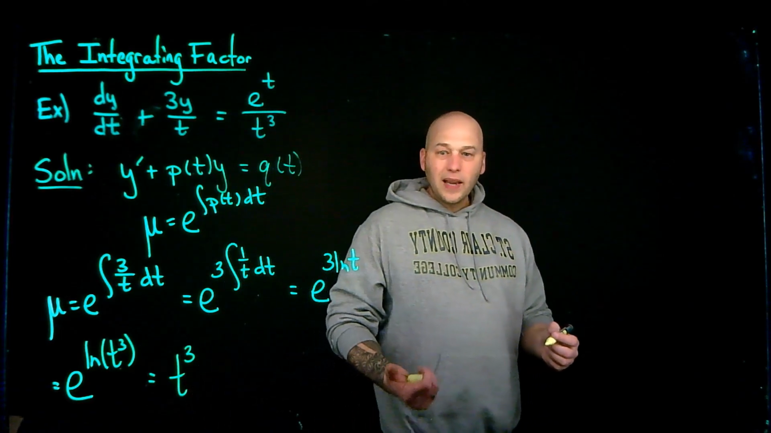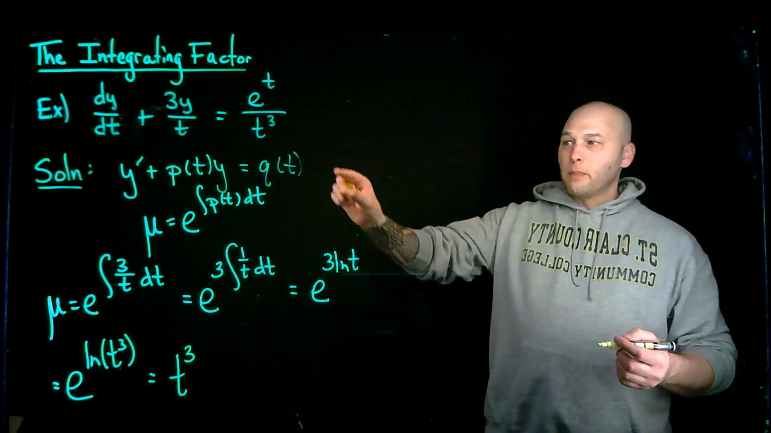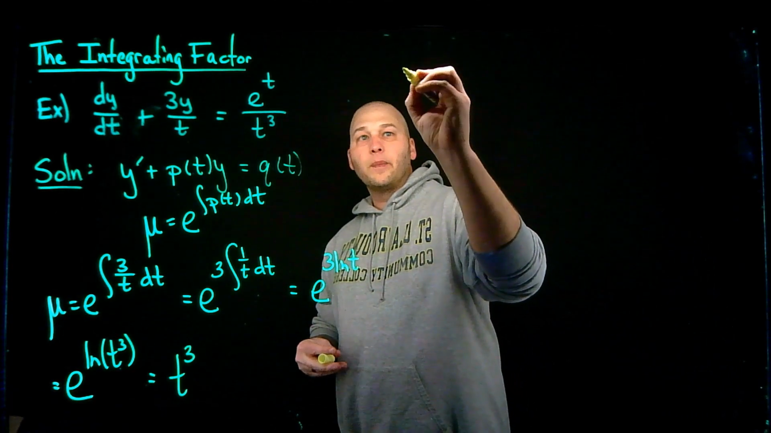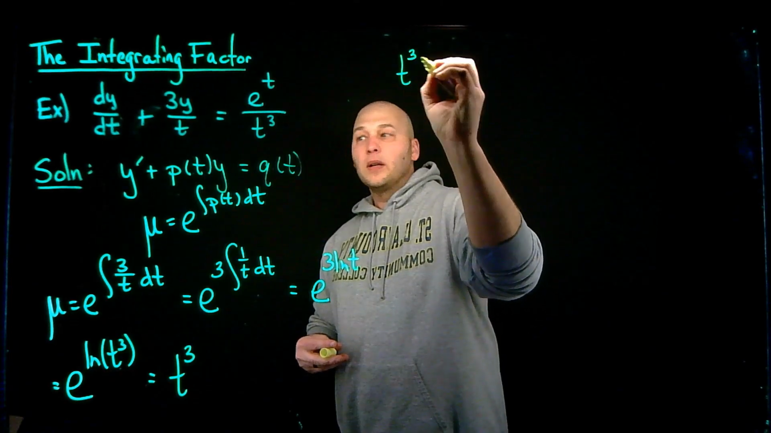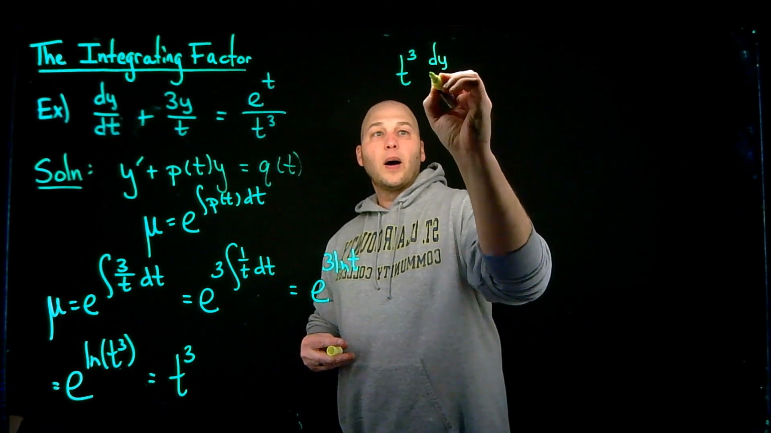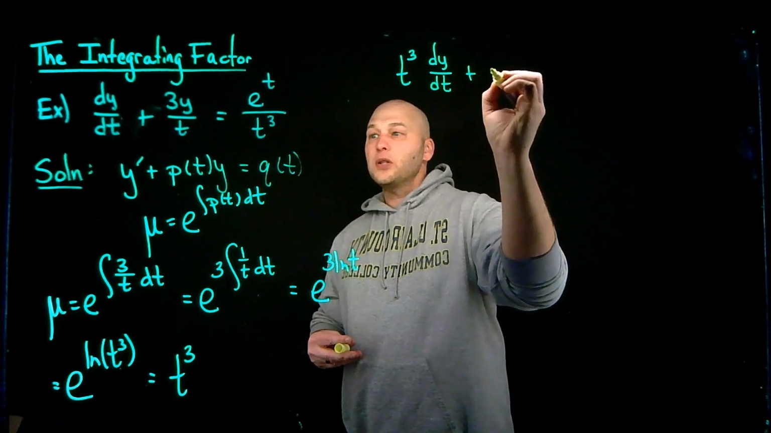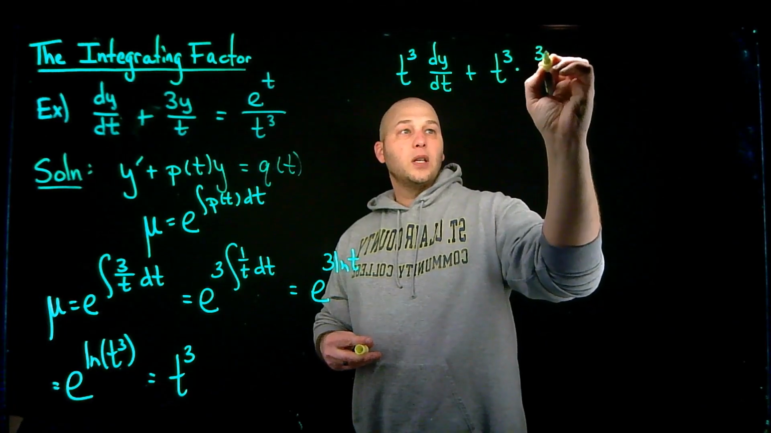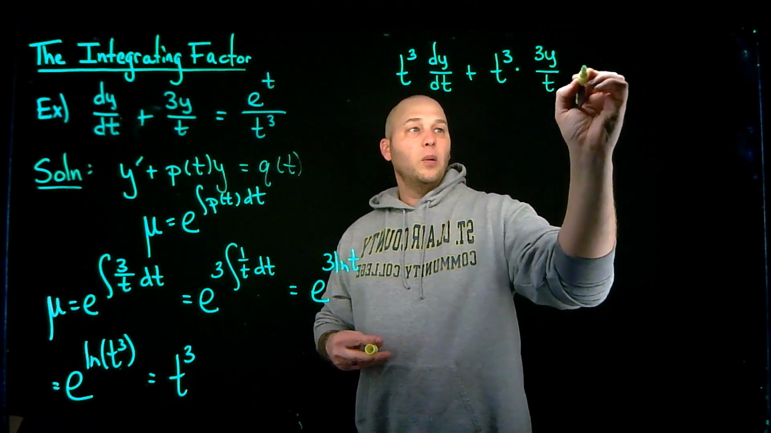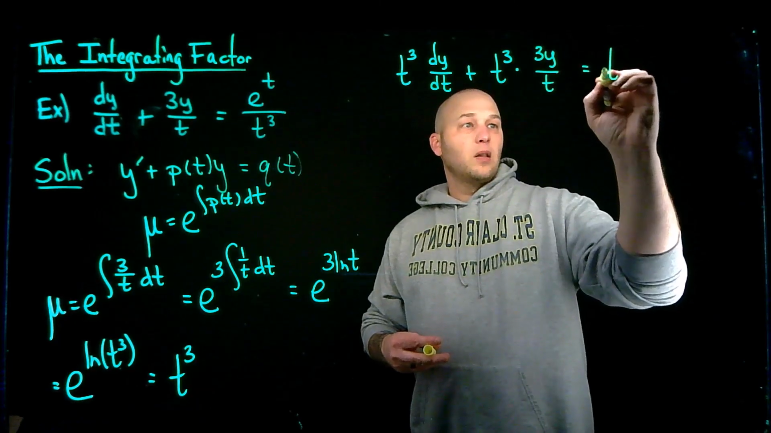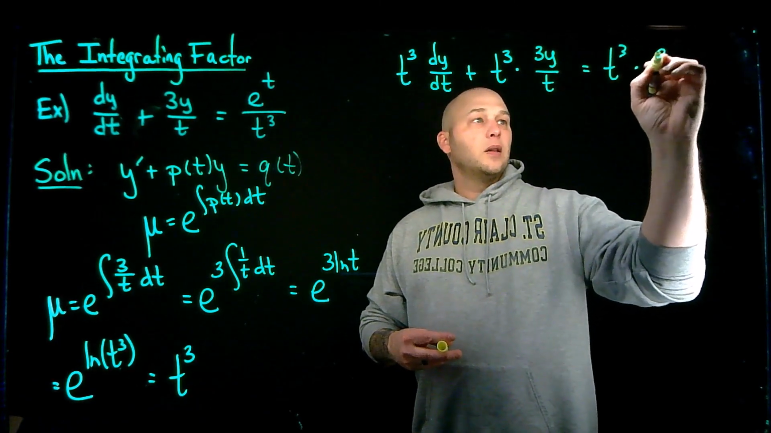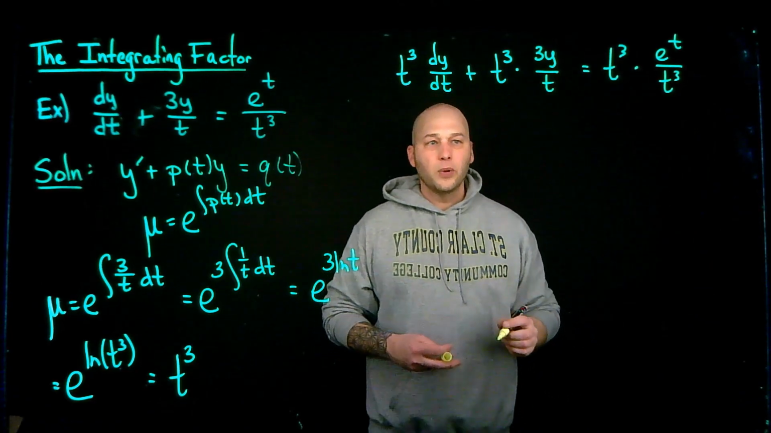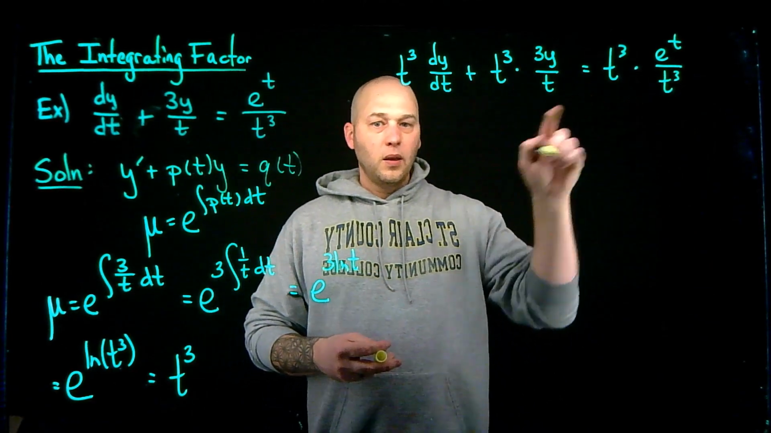Once I have my integrating factor, what I do is I multiply the original differential equation by that, which gives me the following. t to the third times the derivative dy/dt plus t to the third times 3y over t, yes, we'll reduce that here in a moment, is equal to t to the third times e to the t over t to the third. Now let's go ahead and reduce a couple of those terms, meaning this one and this one.